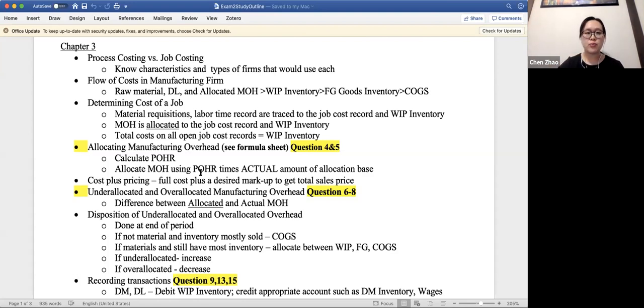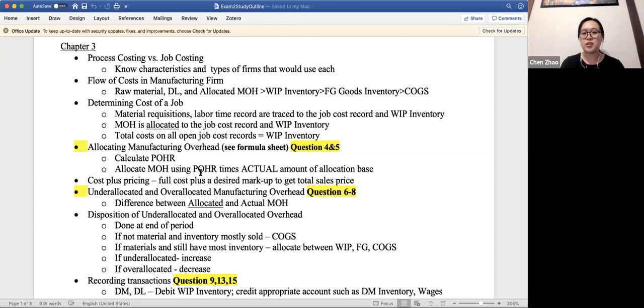Chapter 3's main topic is job costing, if you remember that. The first topic we talk about is the difference between process costing and job costing. When do we use process costing, and when do we use job costing?